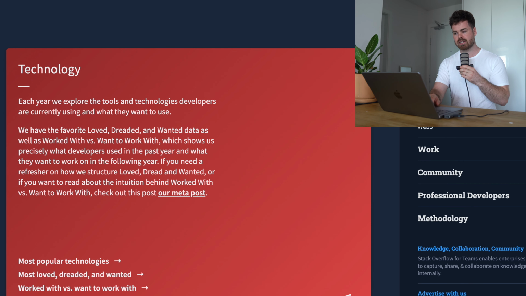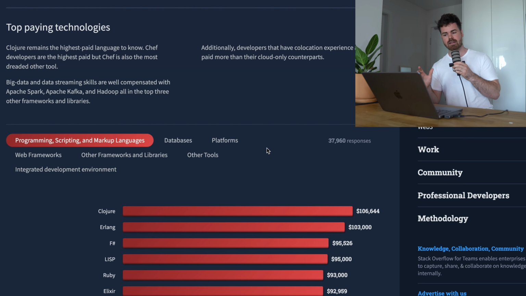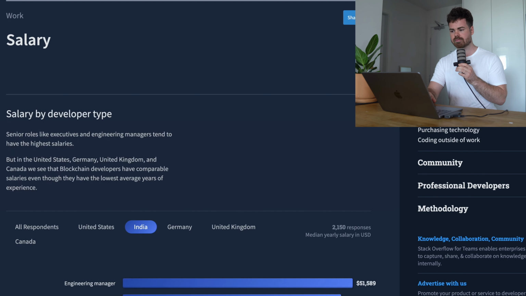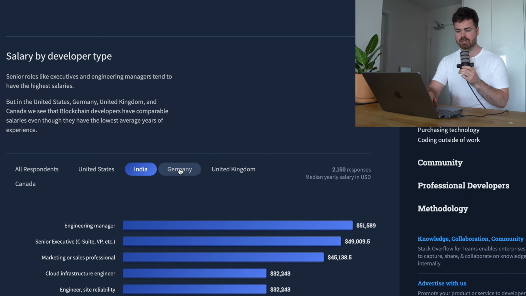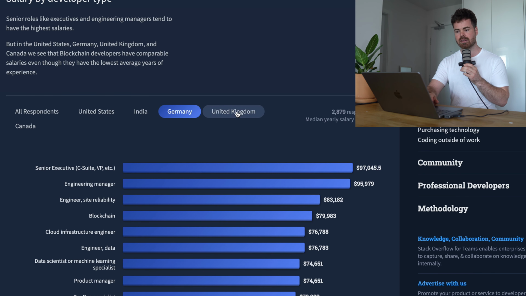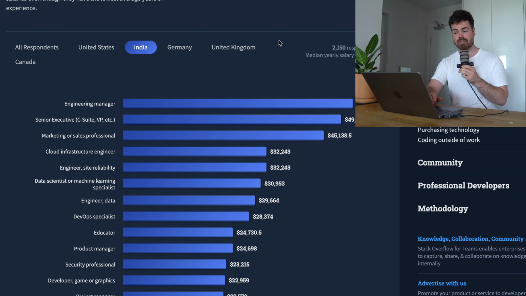Sticking to the top paying technologies at the moment, within programming, scripting, and markup languages, Clojure and Erlang are coming in at over 100,000. Keep in mind that when looking at the survey, the United States specifically has a much higher compensation relative to the rest of the world. We have a lot of respondents from India, Germany, United Kingdom, and Canada. While Germany, the UK and Canada offer fairly similar levels of compensation, India, for instance, is basically half of that in US dollars.